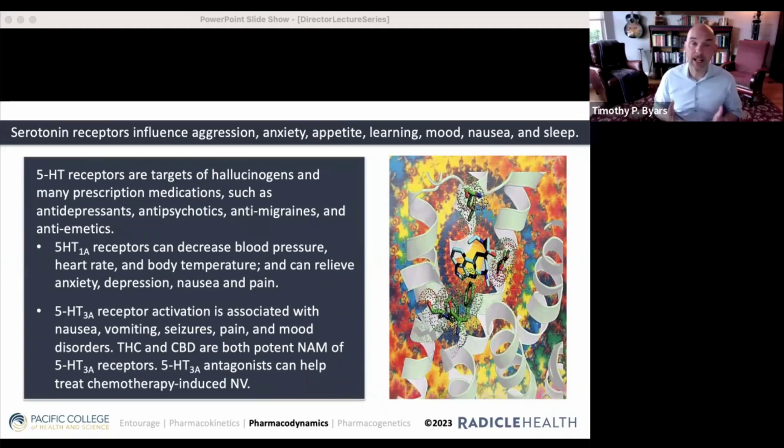CBD is a full agonist. It's a very potent agonist at 5-HT1A. And again, this is possibly why CBD is helping with things like nausea and vomiting and seizures and pain and mood disorders.